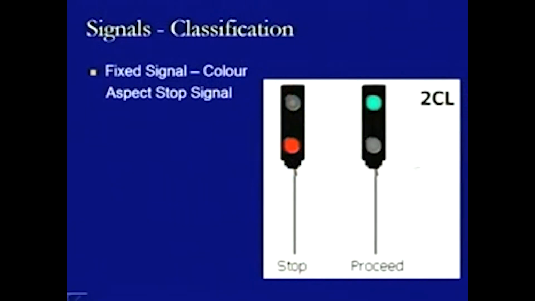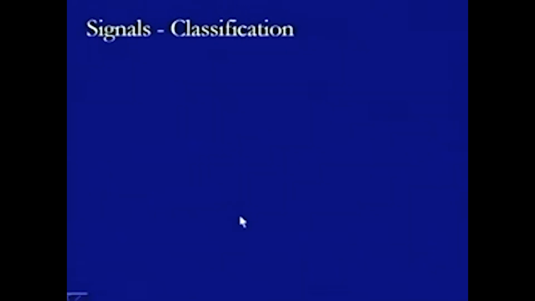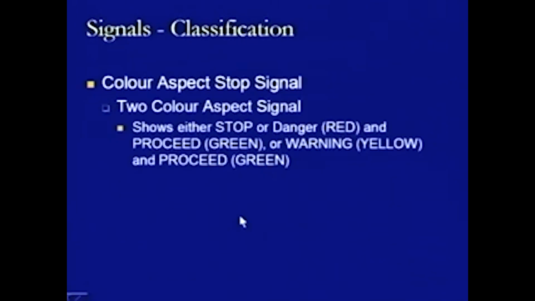Now, in this case another diagram which we can see, this is a 2 color aspect signal, where as we have seen in the previous case only two things have been defined. One is either it is a stop condition shown by the red light, or it is a proceed condition shown by a green light. So, it means two lights are only being given in this one. So, we have a 2 color aspect signal, we have seen a 3 color aspect signal. Similarly, we can also have a 4 color aspect signal too. We will be looking at that one.